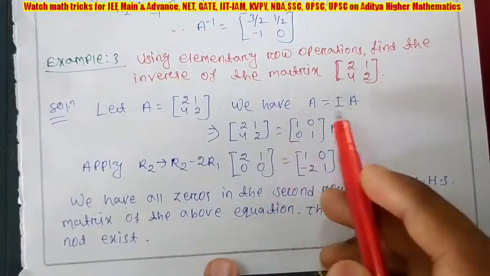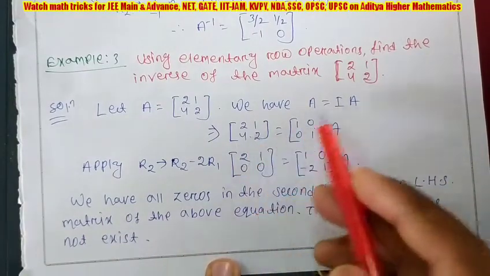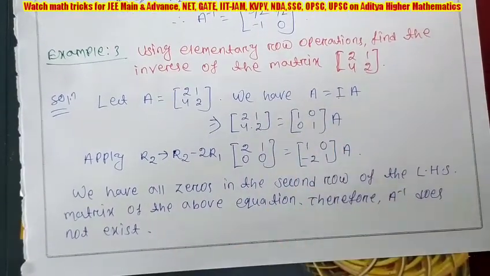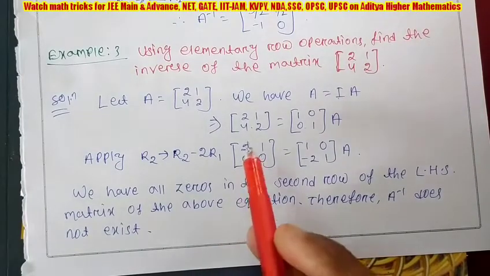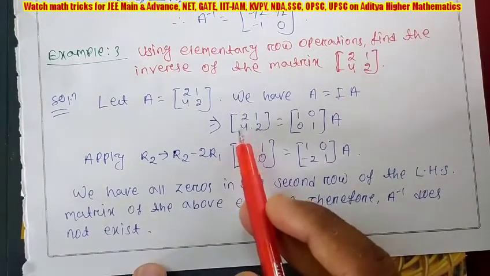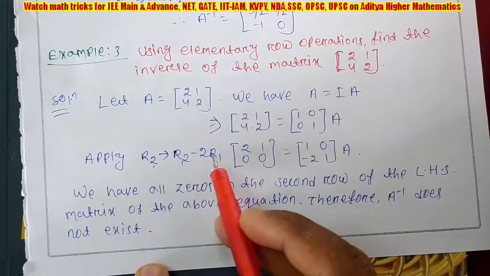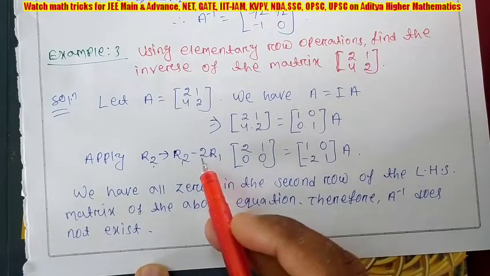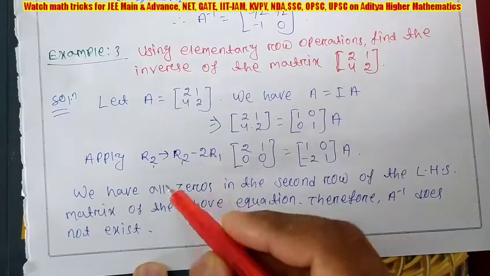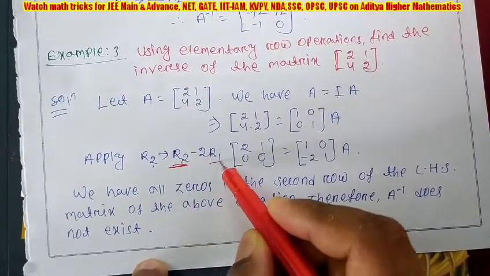Same thing only, write A equal to IA. Then put A matrix and put I matrix. Now we have to make the R2 element 0 first, in this place. So write R2, then write R2, then write R1. When you are changing R2, first you have to write R2, then write R1.